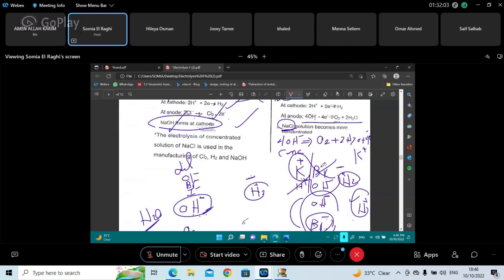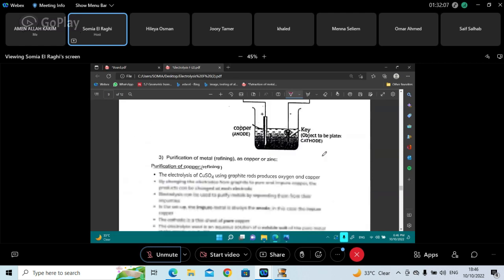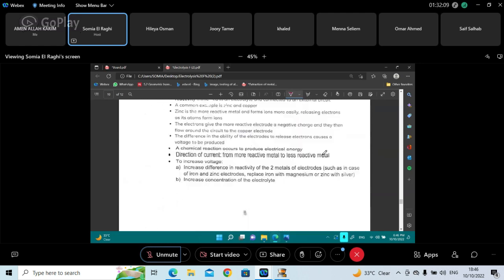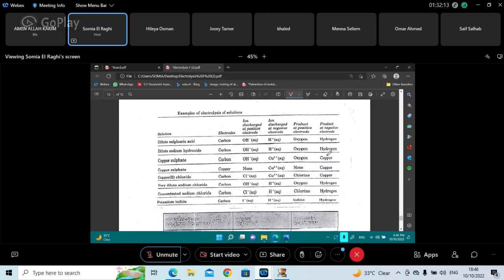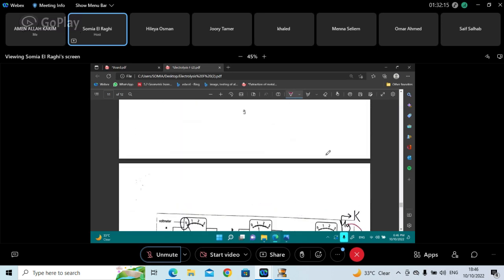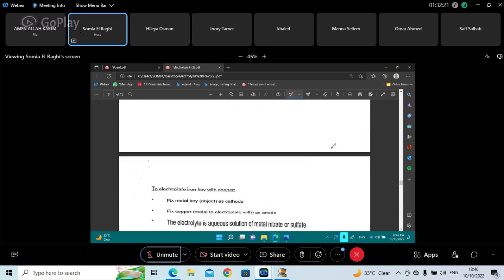All right? So that is the electrolysis and the voltaic cell. Inshallah, we will confirm this data when we solve exam papers. So, uses of electrolysis, I will take just 10 minutes to talk about electroplating and purification.